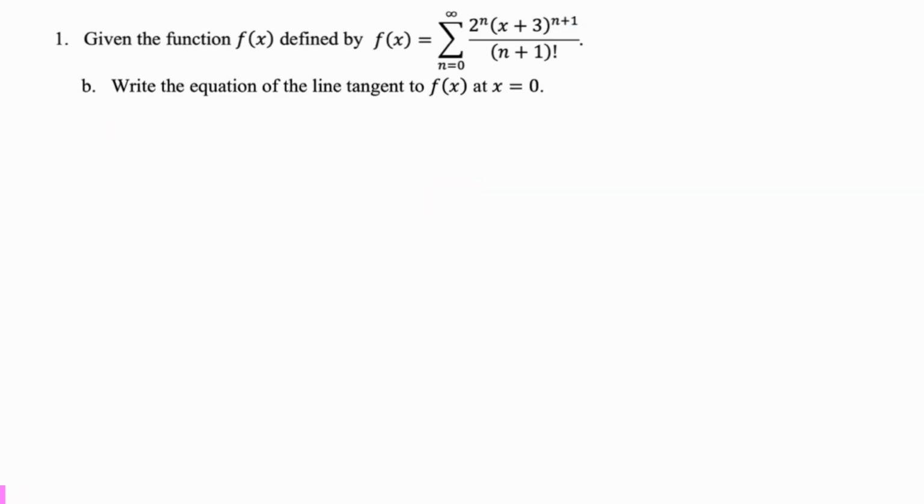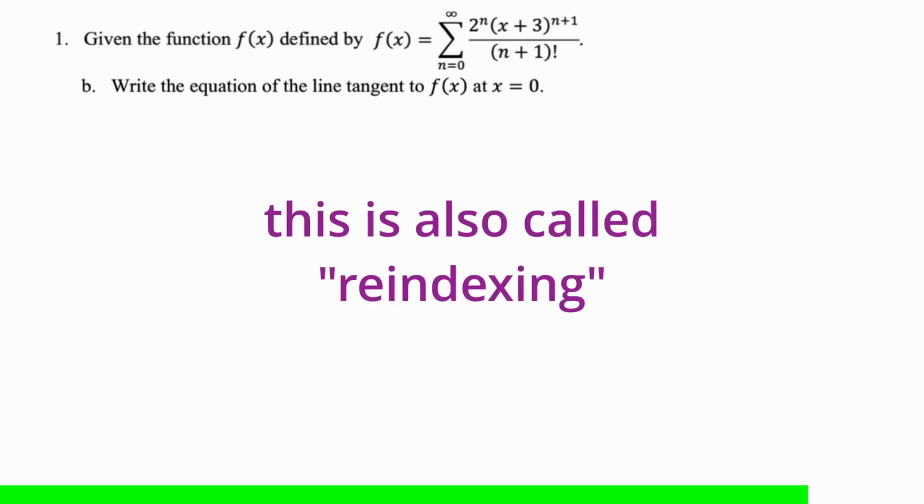All right, let's take a look at part B. Write the equation of the line tangent to f of x at x equals 0, which is annoying maybe because it's not the center. If it was the center, then we would just write the first degree Taylor polynomial and be done with it. Instead, what I'm going to do is figure out what function this is. To begin with, I'm going to make a substitution because everything is n plus 1 factorial and I don't want it to be that. I want it to just be n factorial.